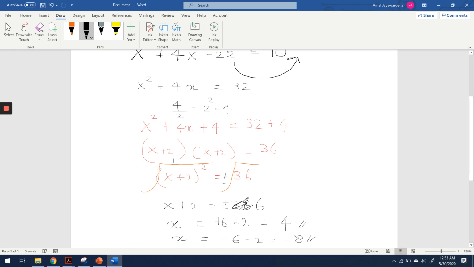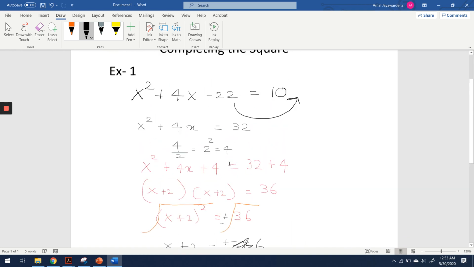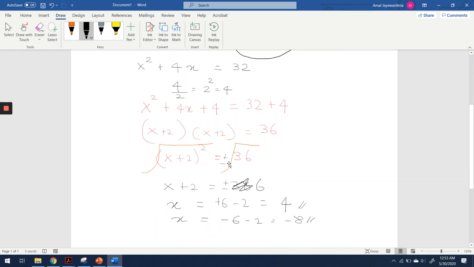So this is how you complete a square. This is the basic information that you need to know.